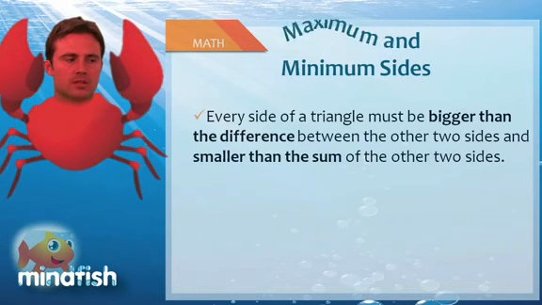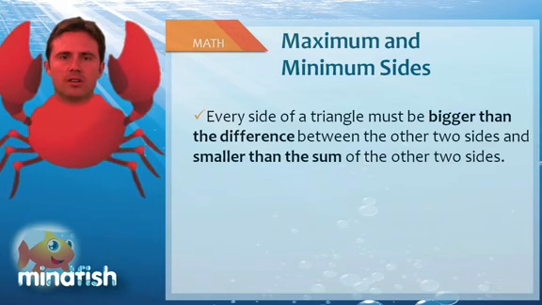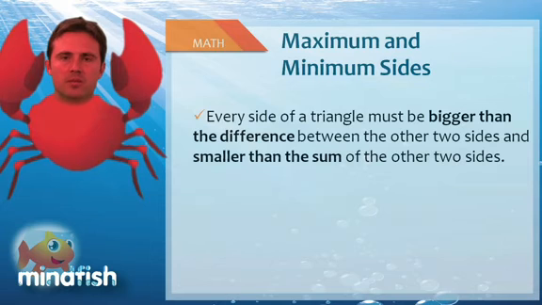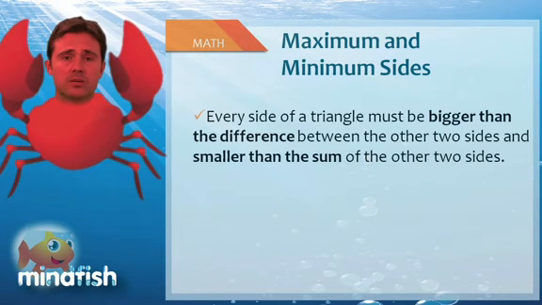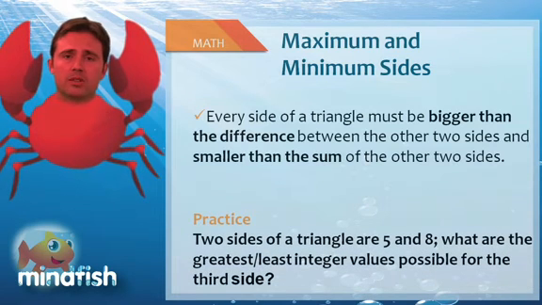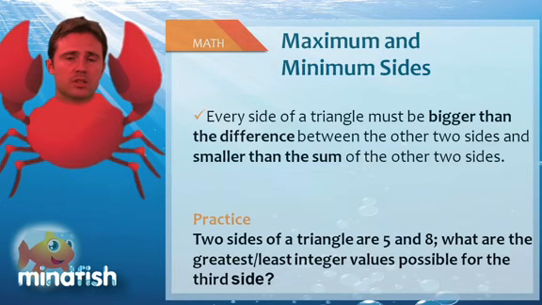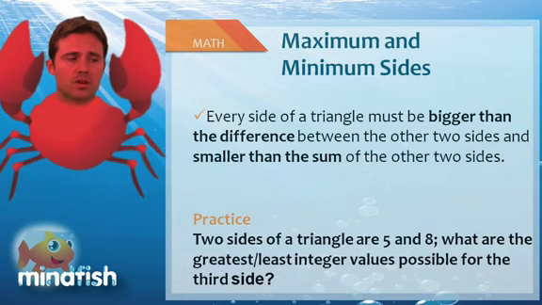Maximum and minimum sides of a triangle. When you're trying to compute the maximum or minimum side of a triangle, all you have to do is add and subtract the two sides that are given. Every side must be bigger than the difference between the two other sides, and it must be smaller than the sum of the other two sides. So if the two sides of a triangle are 5 and 8, and I ask what is the greatest or least integer value possible, we would say that the third side has to be less than 13 and greater than 3. So the answer, if it was the greatest integer possible, would be 12, and the smallest integer possible would be 4.